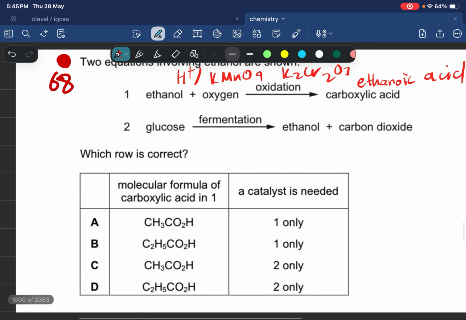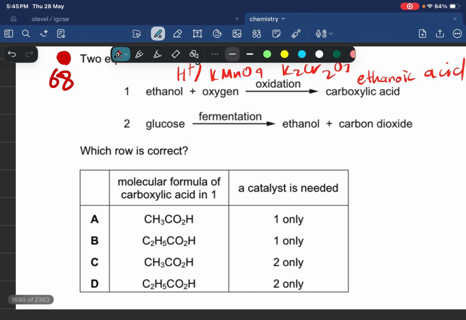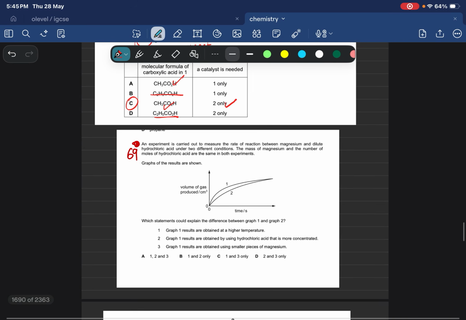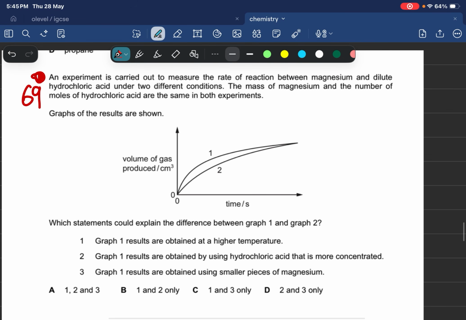Which row is correct? Molecular formula of carboxylic acid in 1, ethanoic acid, CH3COOH. What kind of behavior is this? Okay, a catalyst is needed. Reaction 2 needs a catalyst. Yeast is the catalyst. That's a living biological catalyst. So if you don't add yeast, that's not going to happen. So it's going to be 2. For 1, you need no catalyst. You just add KMnO4.